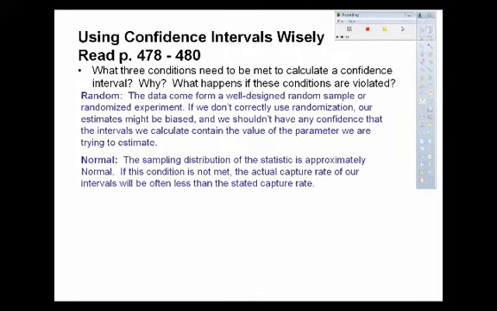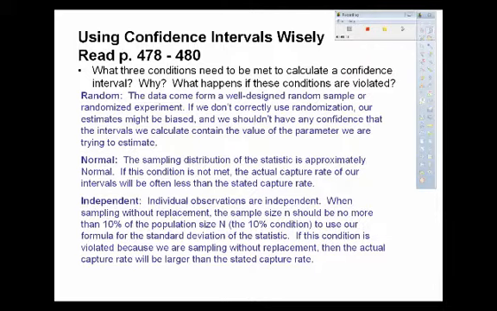Normal. The sampling distribution of the statistic has to be approximately normal. If this condition is not met, the actual capture rate of our intervals will often be less than the stated capture rate.